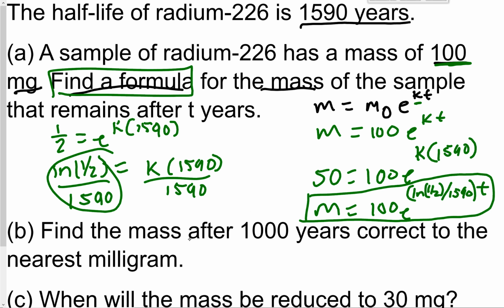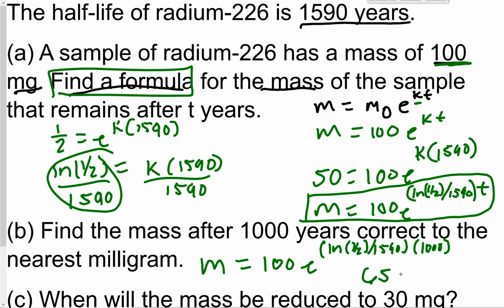All right, so now it wants us to find the mass after 1,000 years. So now I can enter in that 1,000 for my years. ln of 1/2 divided by 1590, and then I'm going to multiply that by 1,000. So I can enter that in my calculator. I just have to make sure my parentheses are correct, and we get 65 milligrams. That's how much is left.